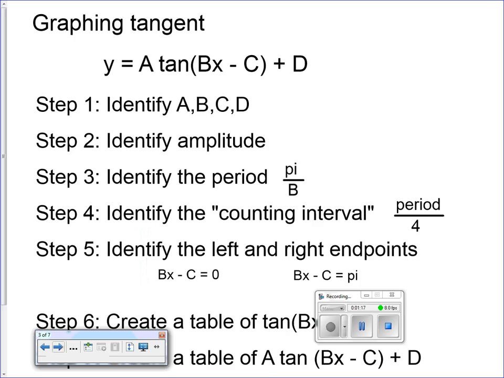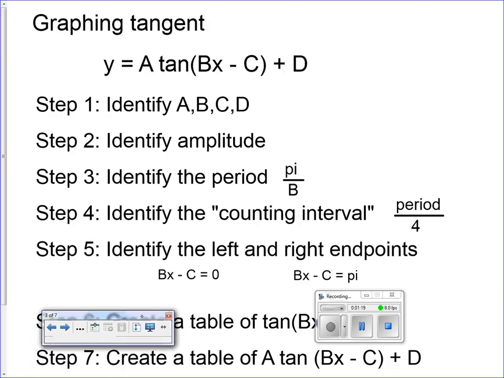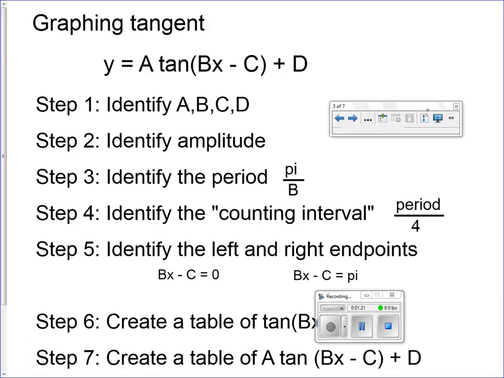So take a look at these steps. They ought to look familiar. So you're going to identify A, B, and C and the amplitude. The period, instead of 2 pi over b, will just be pi over b, because the period of the parent function is 1 pi. You're still going to identify your counting interval as your period over 4.